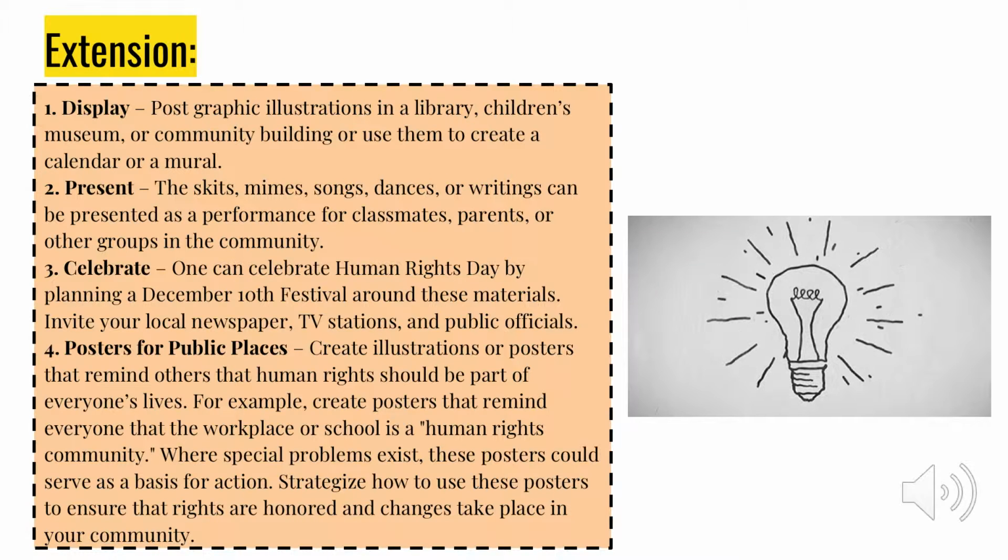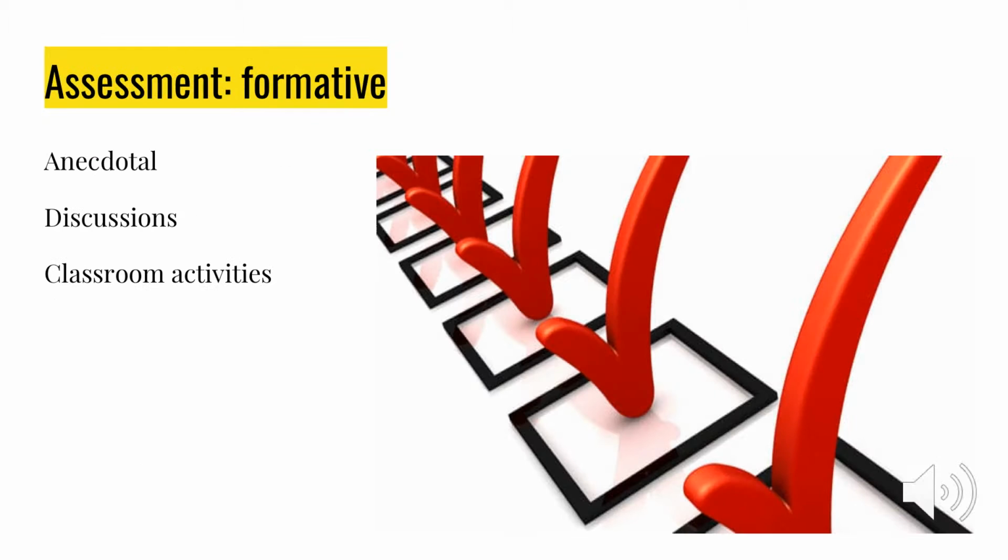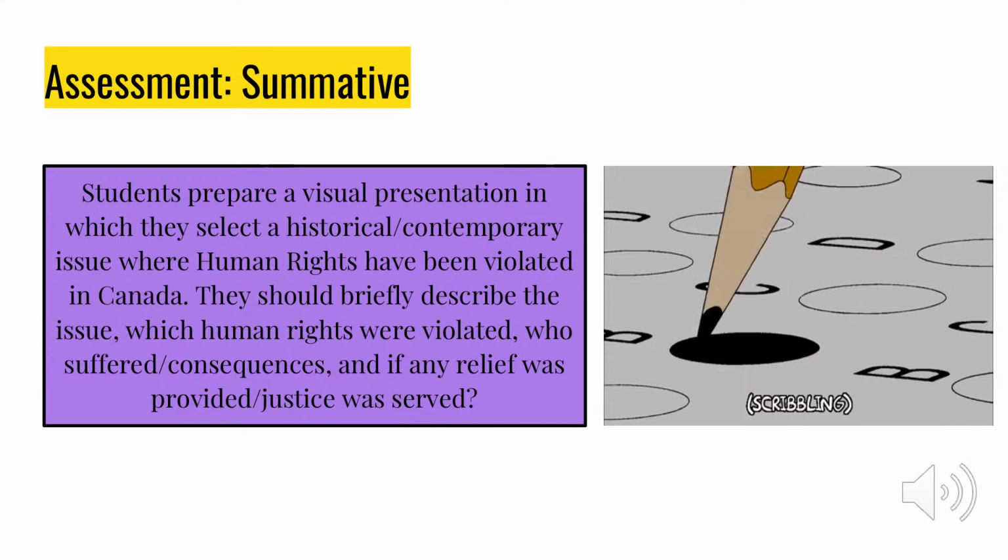A good point about this strategy is that it provides scope for differentiating the product and making adaptations for accommodating diverse learning styles and needs, to fit students who need different levels of academic challenge or those with exceptionalities. During the activity, you can observe, assist, talk to, or involve students in discussion when they display their work to gauge their learning.